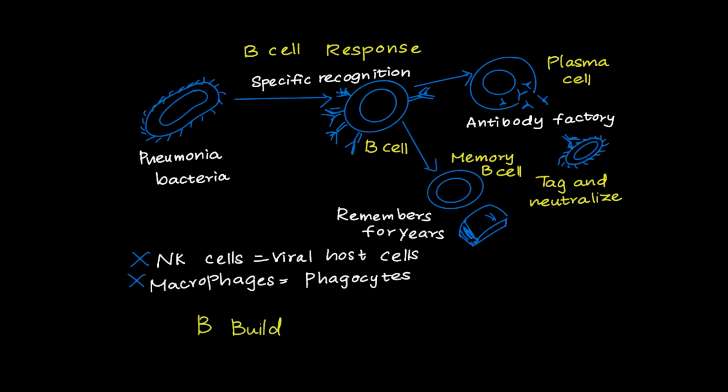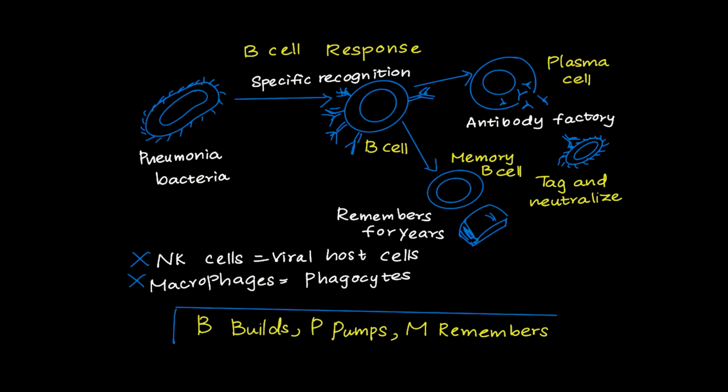Here's a D236 OA exam tip for you. Remember B cells as B equals builds antibody. Plasma cells produce antibodies. Memory cells remember for next time. B builds, P pumps, M remembers.